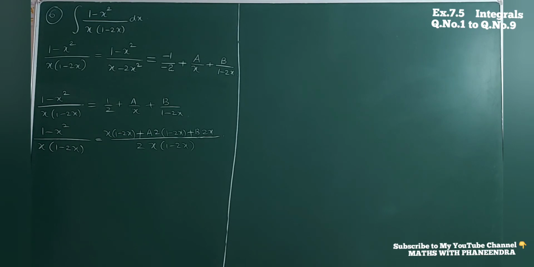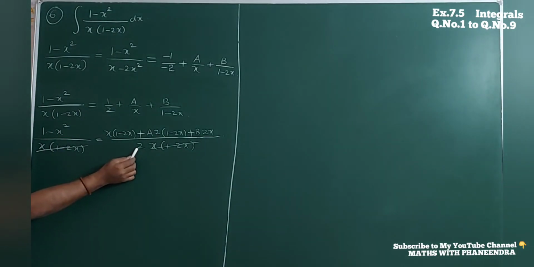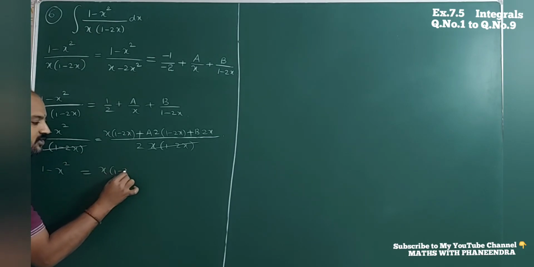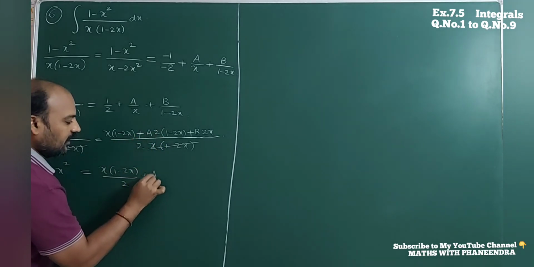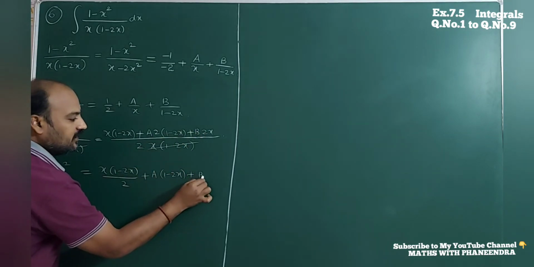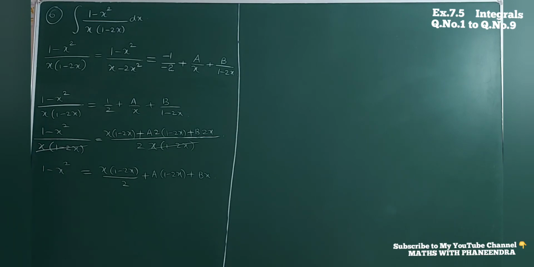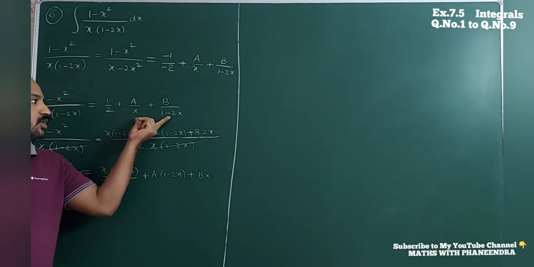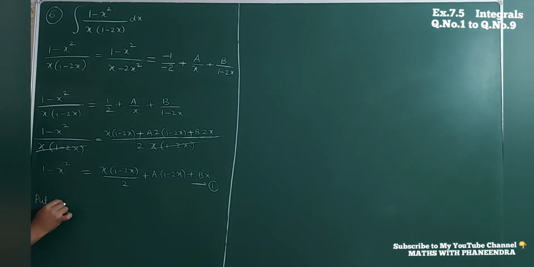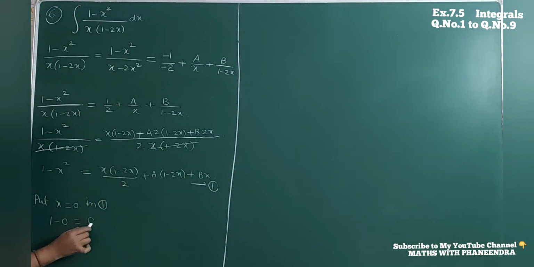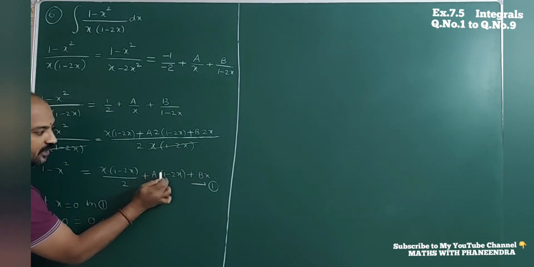After that, x minus 1 by 2x and x minus 1 by 2x get cancelled. Here 2 is there, no? So 1 minus x square is equal to x into 1 minus 2x divided by 2 for each and every term, plus a into 1 minus 2x, plus bx, with the 2s cancelled. After completing this step, both are linear factors, x and 1 minus 2x. Put this as equation number 1. Put x equal to 0 in equation 1: so 1 minus 0 is equal to, this value goes to 0, plus x equal to 0 means this value goes to 0, and here a into 1 minus 0, so a.